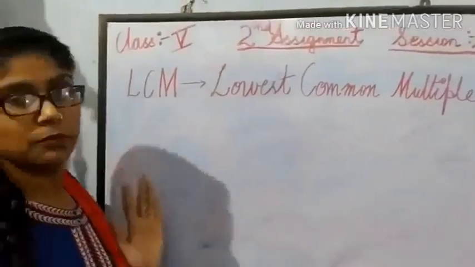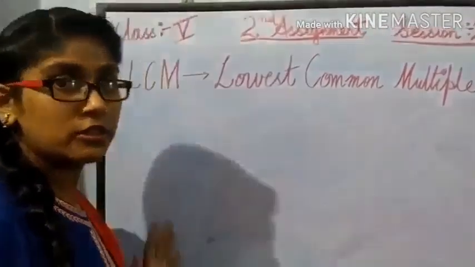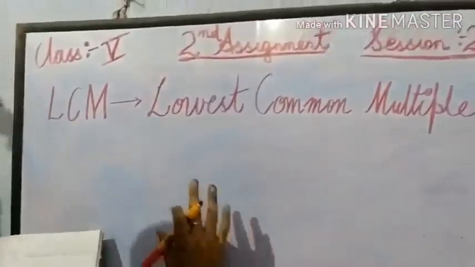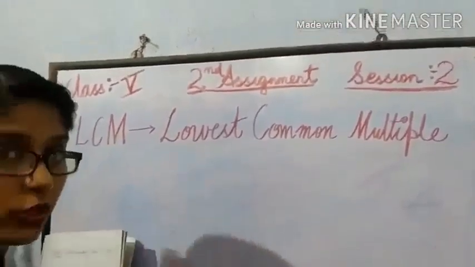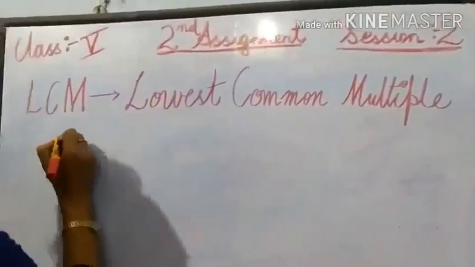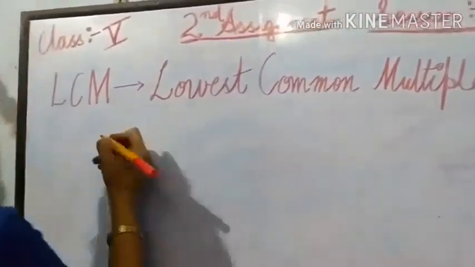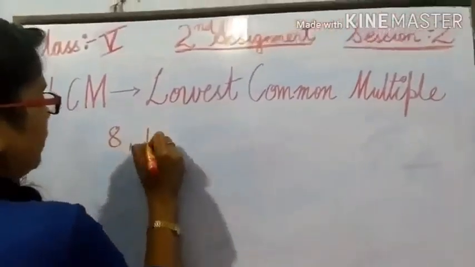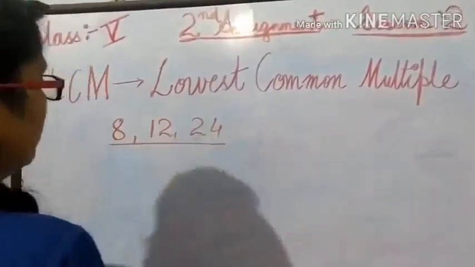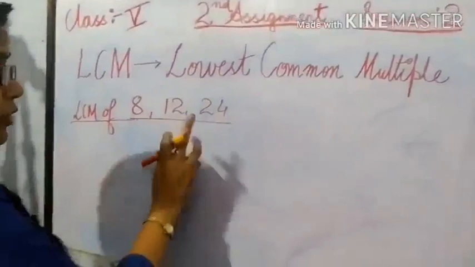Next is LCM. LCM is the lowest common multiple. It means it is the lowest number that can divide each of the numbers fully. So I am taking, for finding LCM, 8, 12, 24. So LCM of 8, 12 and 24.